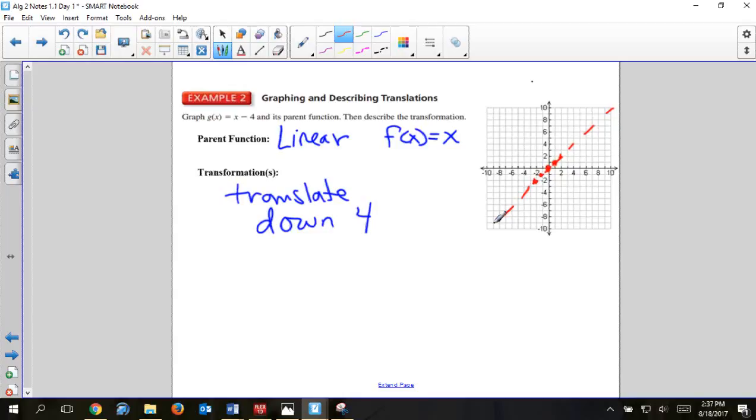Now how the transformation works is we translate each of those individual points that we just graphed down 4. Let's take each of those points and graph a new one that is down 4 from it. Just count down 4. So we just took each of those points and we moved it down 4.